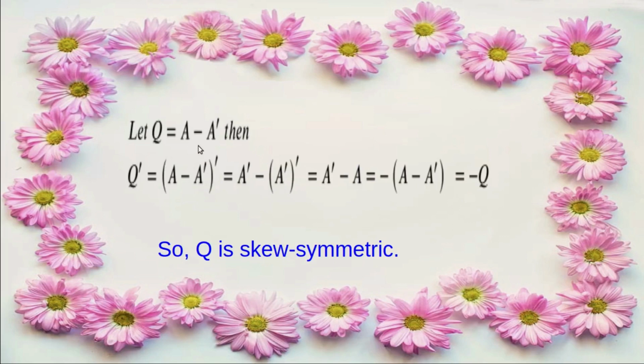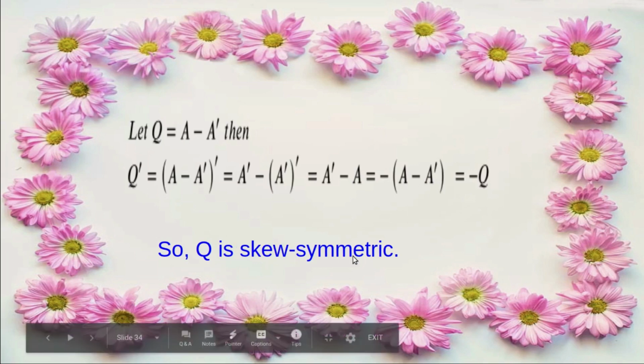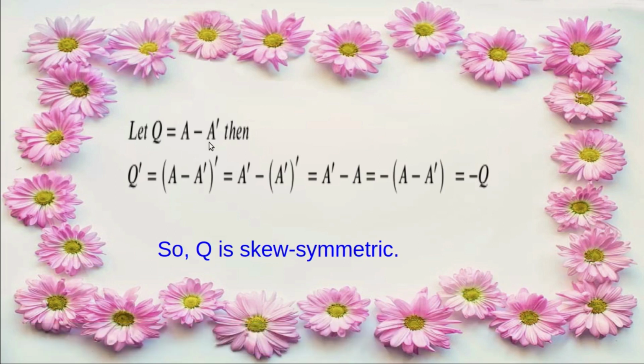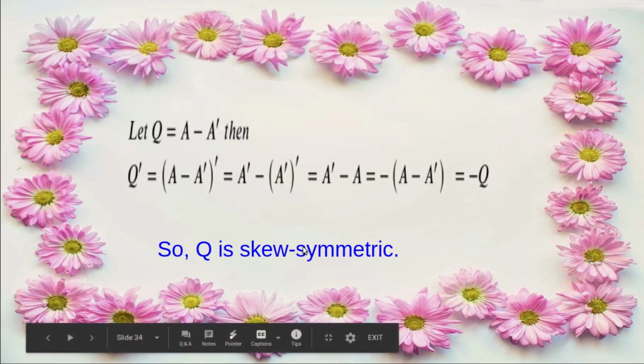So P is symmetric. So A plus A transpose is a symmetric matrix. Now let Q equal to A minus A transpose. Then Q transpose equal to (A minus A transpose) whole transpose. That's equal to A transpose minus (A transpose) transpose. A transpose transpose is A. So this is equal to A transpose minus A. Taking minus sign outside, minus of (A minus A transpose). That is minus of Q. So Q transpose is minus Q. So Q is a skew symmetric matrix. So we have A minus A transpose is a skew symmetric matrix.